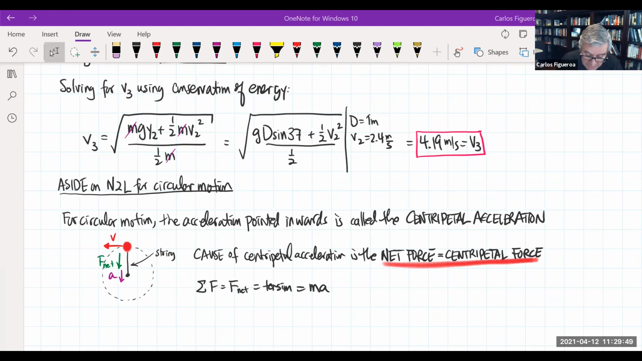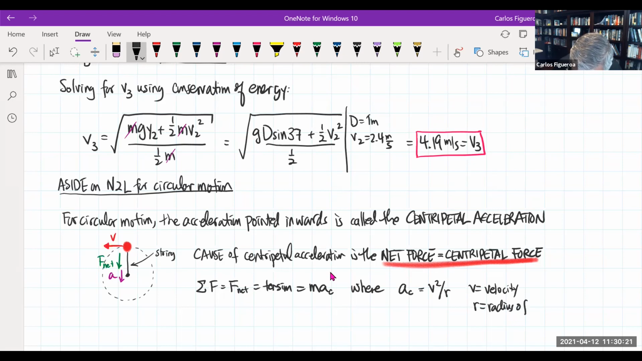Okay? So the tension is equal to the mass times the acceleration, but because this is in circular motion, we typically add a little c for the centripetal acceleration, where the centripetal acceleration, we can derive this thing. It's not a hard thing to derive, is v squared divided by r. So v is the velocity, r is the radius of the circle. That's what centripetal acceleration is.